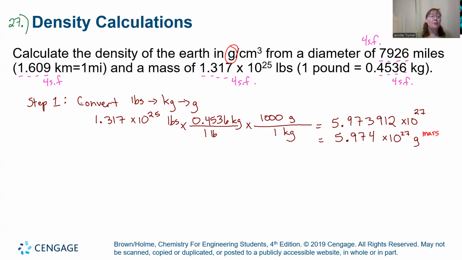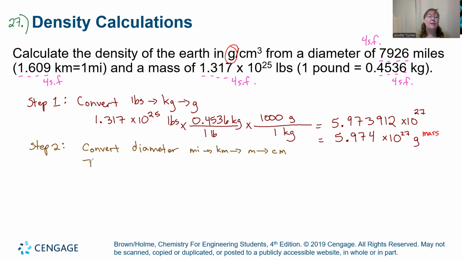All right, step 2 is to convert our diameter. Okay. From kilometers to meters. Oh, sorry, hang on. I can't go to kilometers just yet. Is to go from miles to kilometers to meters to centimeters, because that's what I have. Okay. So let's look at how this is done.